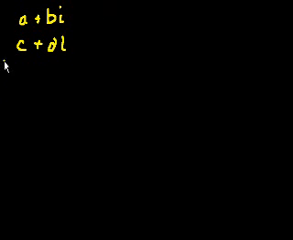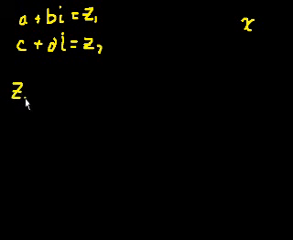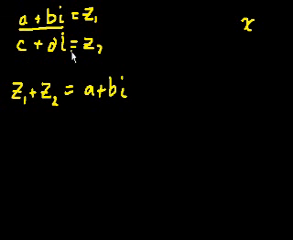And let's say I have another complex number, c plus di. In general, you always use x when you're dealing with equations, like x could be any general real number. In complex numbers, the convention is to use the letter z. So for example, we could call this complex number z1, and this could be z2. The choice of z is arbitrary. So what is the complex number z1 plus z2? Well, that equals a plus bi plus, this is z2 right here, c plus di.